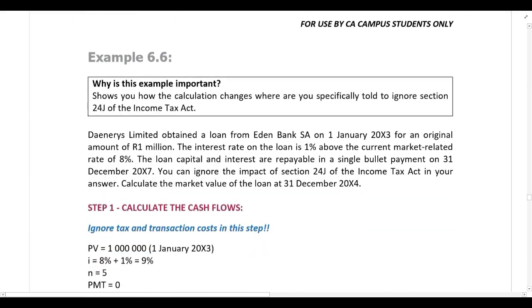Now guys, in the next example, you've just been told to ignore section 24J. All of the information is the same as the previous example, but how will your calculation change if you are specifically told to ignore the impact of section 24J of the Income Tax Act?